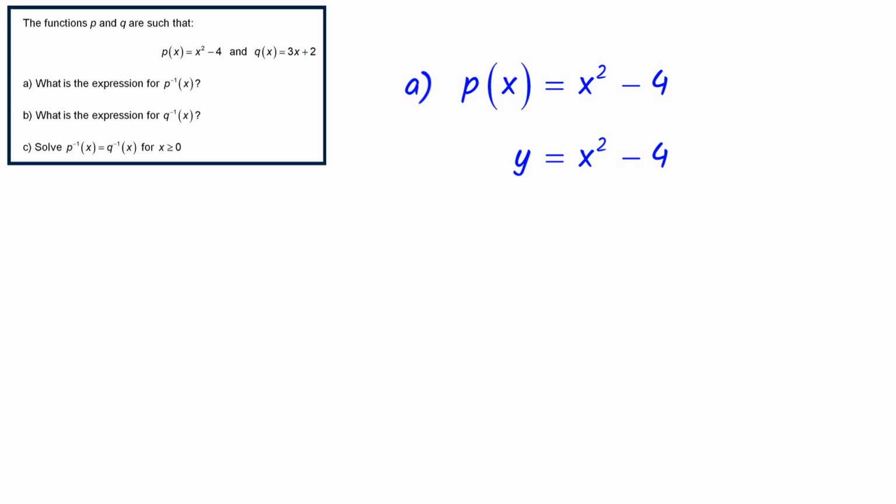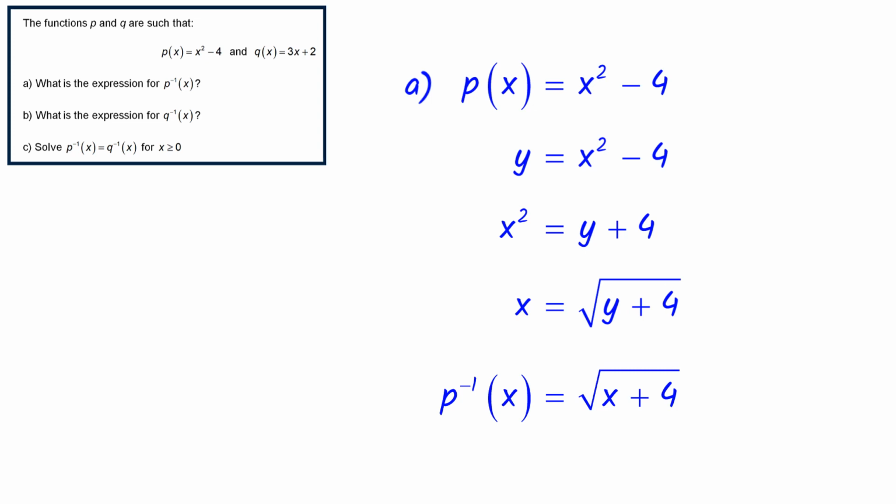Then, rearrange this equation to make x the subject. So we have x squared is equal to y plus 4, so x is equal to the square root of y plus 4. Now change the x to p minus 1 of x and the y to x. So p minus 1 of x is equal to the square root of x plus 4.